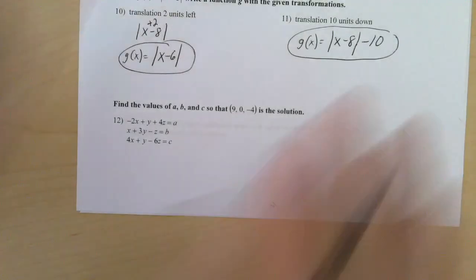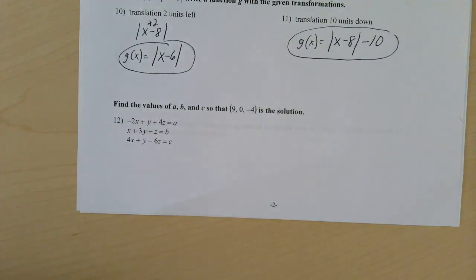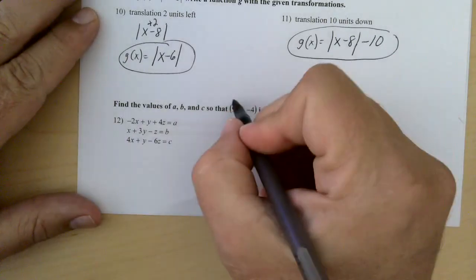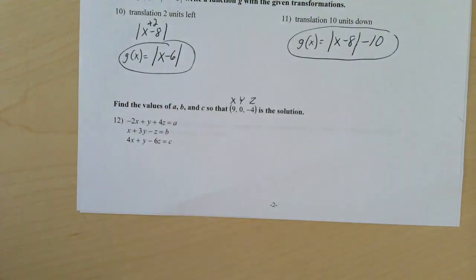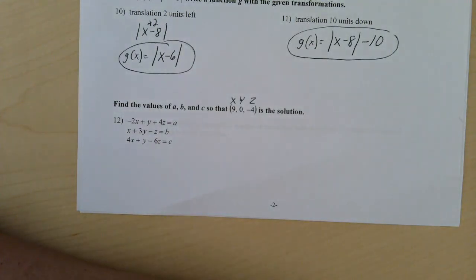Now, this problem is so easy, okay? Do not allow yourself to get this wrong, okay? This should take no more than 3 minutes, okay? So I am telling you the answer to the system. I am telling you x is 9, y is 0, z is negative 4, and I just want you to figure out a, b, and c.